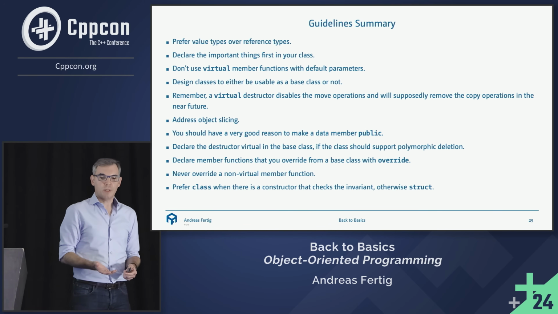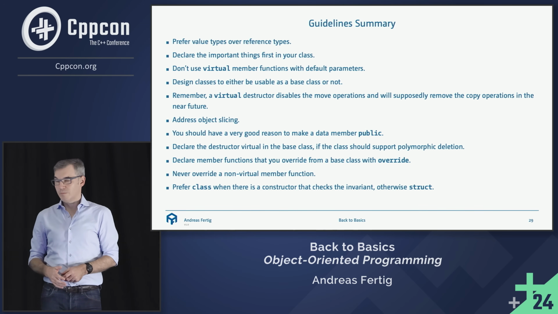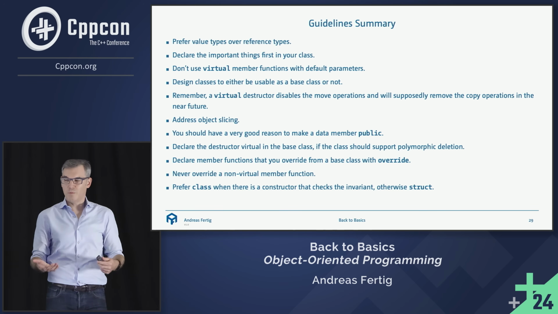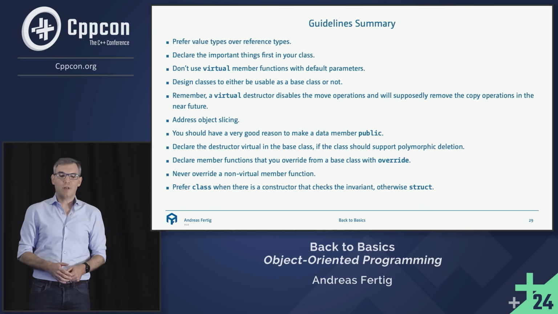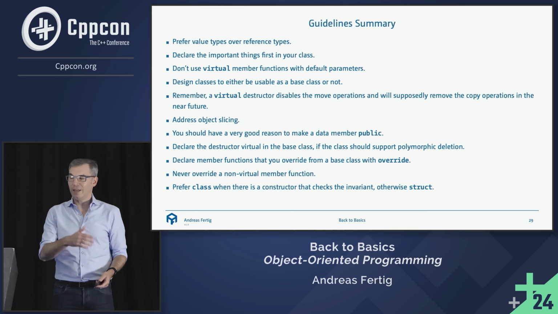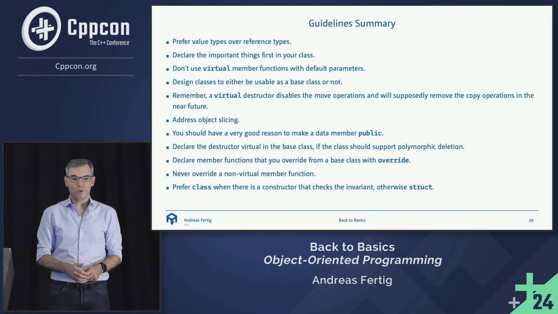Declare the destructor virtual in a base class if the class should support polymorphic deletion. You will see that done a lot, but it's not always given deep thought. And declare your member functions that you override from a base class with override. You get more support by the compiler catching errors where you missed the signature. It's a really helpful keyword there. I can strongly encourage you to use that.